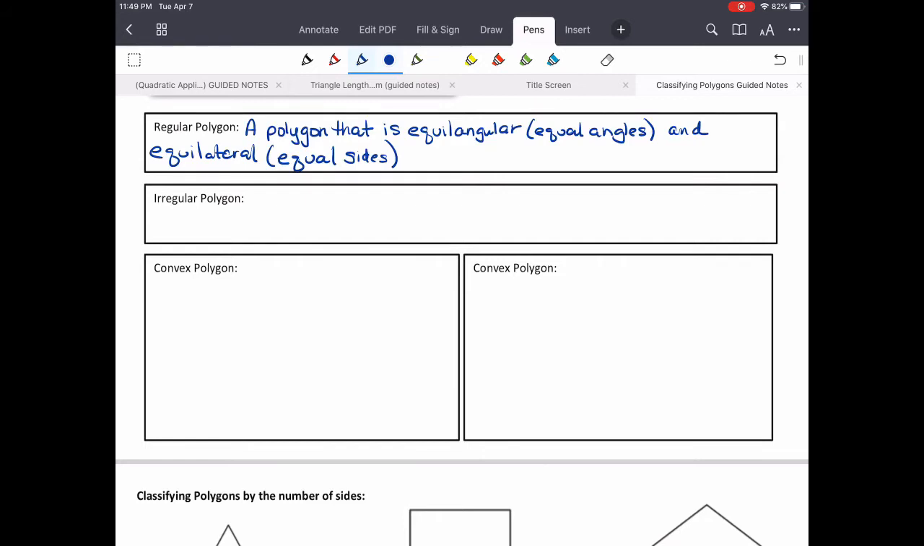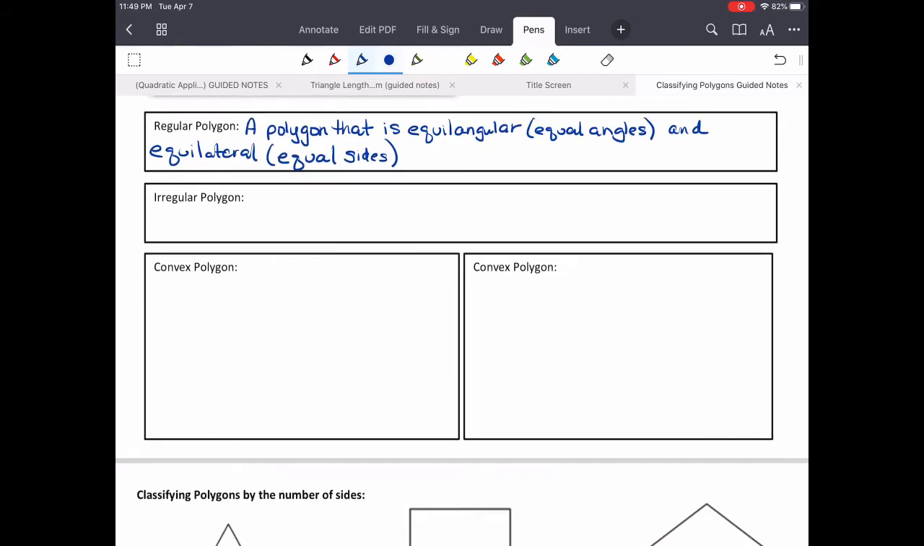Basically, it has all the same sides and all the same angles. 100% of it, not just part of it, not just 99% of it, 100% of it. All the sides are the same length. All the angles are the same measure. And so what makes an irregular polygon is just taking everything about a regular polygon and negating it. It's everything that's not equal angular, everything that is not equilateral.